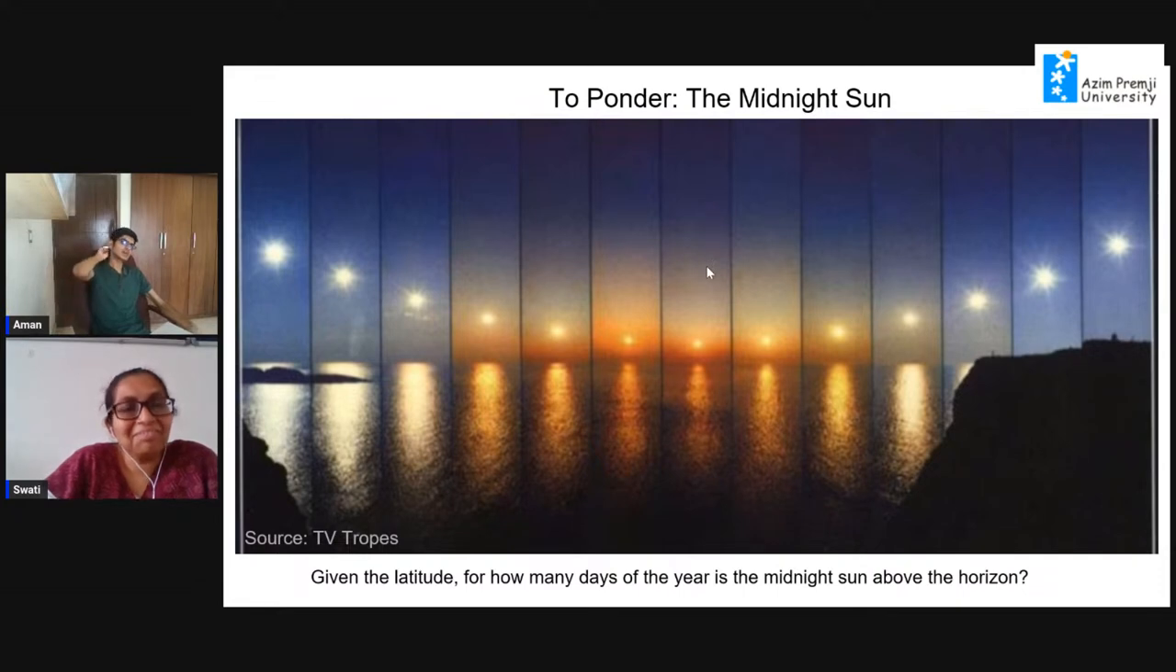And something I leave for the audience to think about is this: if I give you a latitude north of what we call the Arctic Circle, north of 66.5 degrees, there'll be at least one day of the year when the sun doesn't set. So, for example, today is summer solstice. At the latitude of 66.5 degrees, the sun will just skim the horizon and rise.